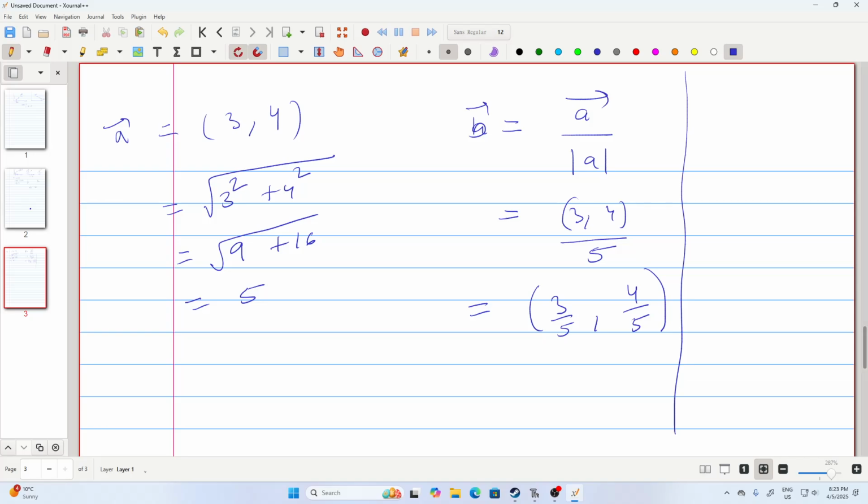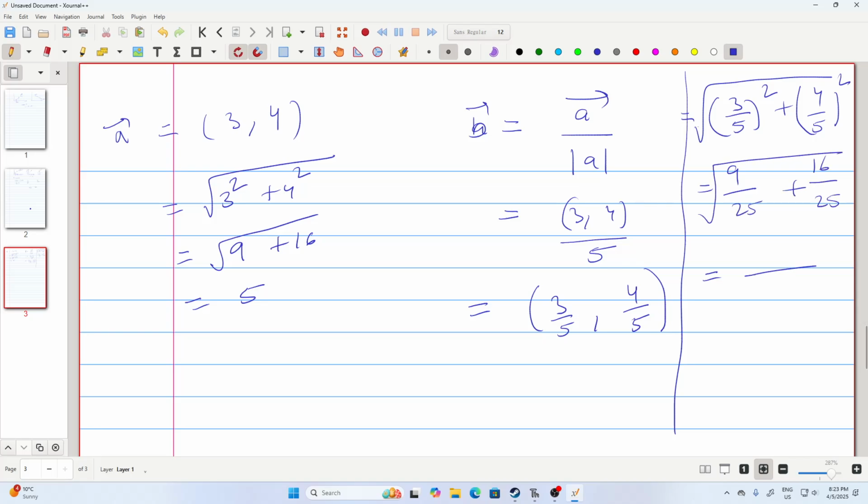So if you do it, it is 3 by 5 squared plus 4 by 5 squared, and you take the square root, right? You already know 3 squared is 9 over 25, and this is 16 over 25, so the square root of 25 over 25 is going to be 1.